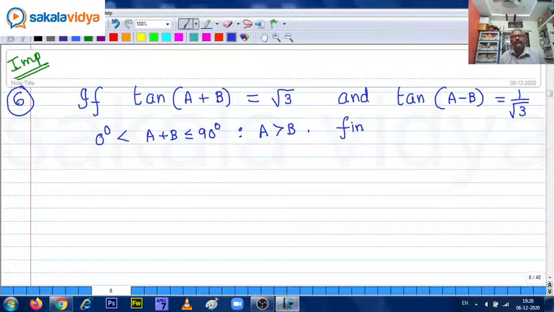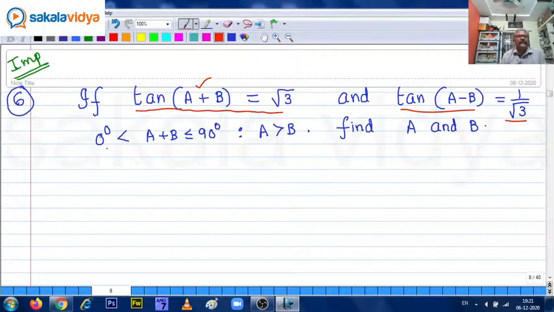These types of questions are very important for board examinations. See, tan of a plus b is equal to root 3 given. With the help of this, we need to find out the a plus b value. Tan of a minus b is equal to 1 by root 3 given. With the help of this, we need to find out a minus b. Solving a plus b and a minus b, we get a comma b values. Providing this condition, it must lie between 0 to 90, which means a comma b are acute angles. So now the procedure.